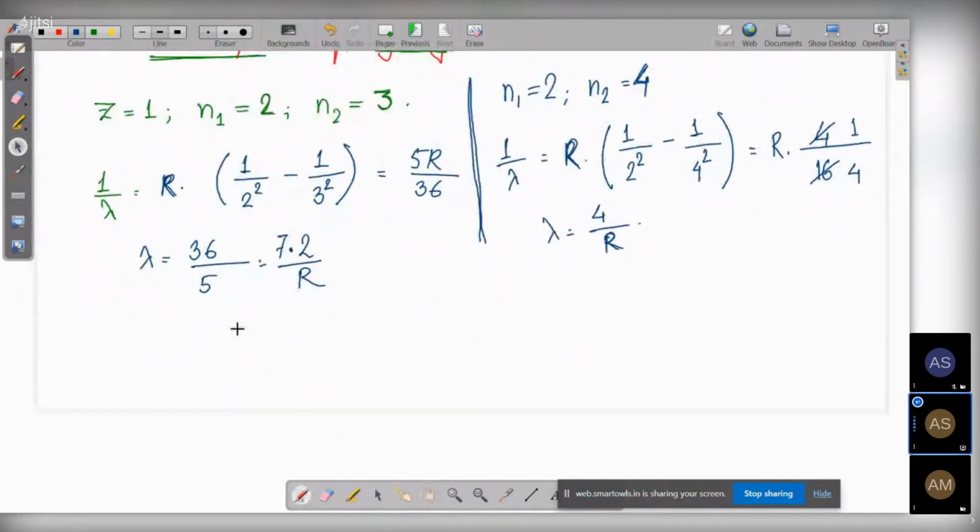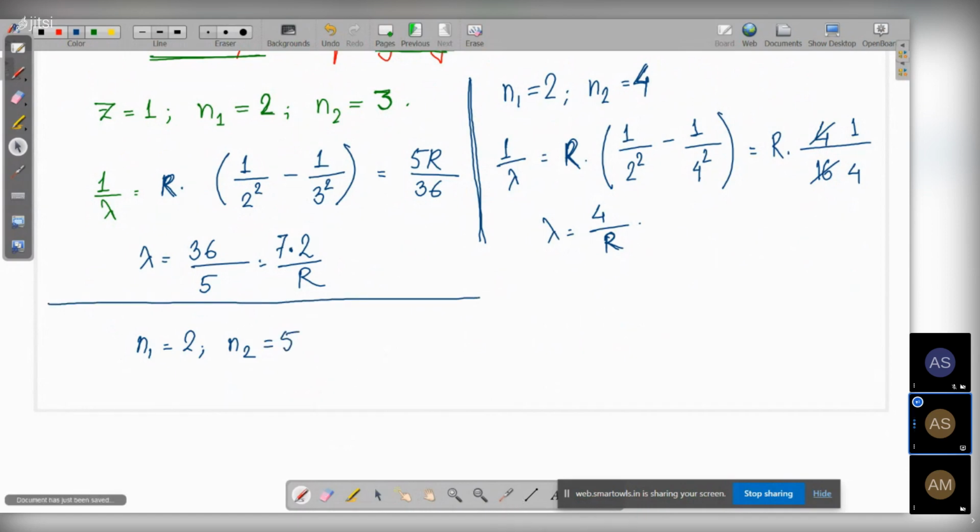Again, suppose we do it for N1 equal to 2, but now the transition is N2 equal to 5. That means 5 to 2 we are doing. Now we are considering the gamma line. We have done the alpha and the beta line. Now we are doing the gamma line.